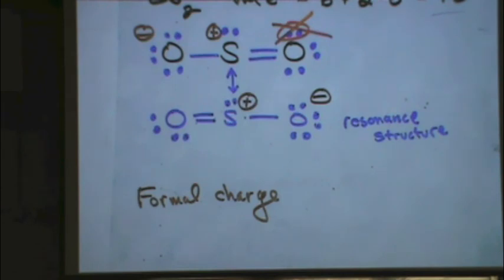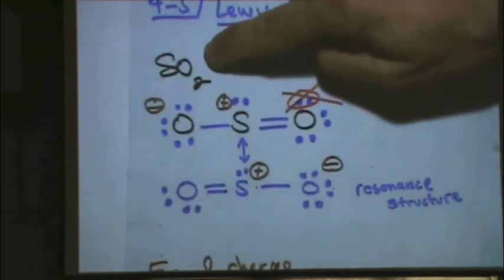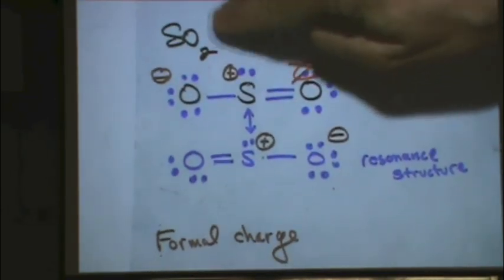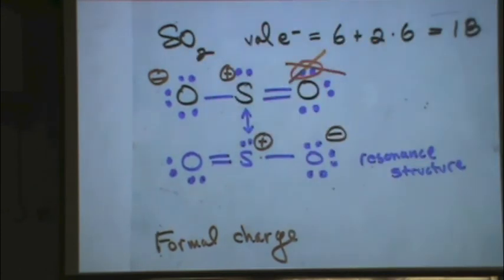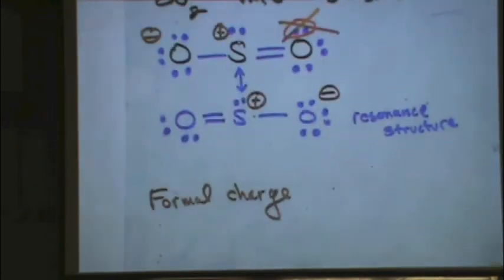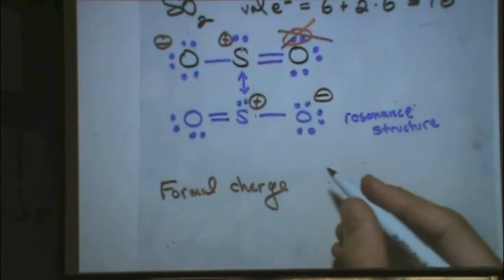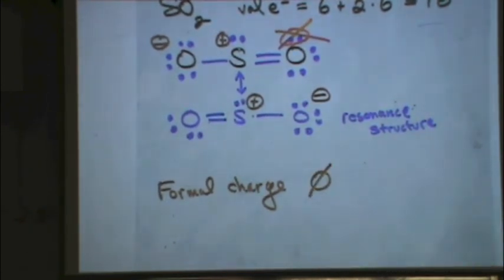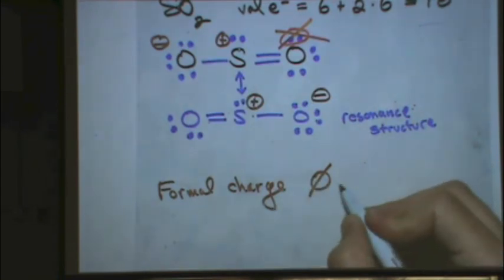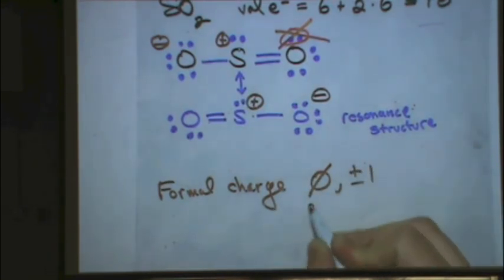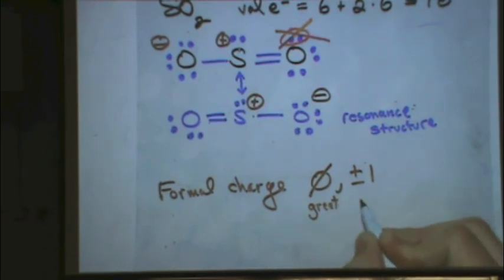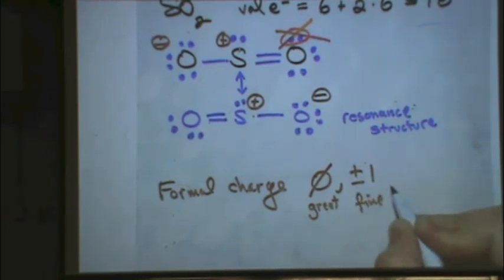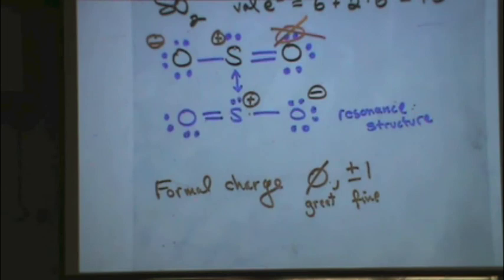Now notice, what's the sum of the formal charges in this case? 0, which is equal to the overall charge of the molecule. That's always true. The overall charge is 0. That means the sum of the formal charges better be 0. The perfect formal charge that we love is 0. 0 is an awesome formal charge. We can be okay with plus or minus 1. So this is great. This is fine. It's okay. But anything outside of that is not good.